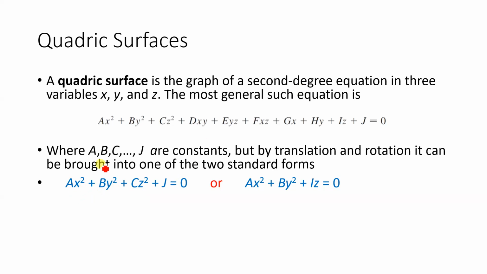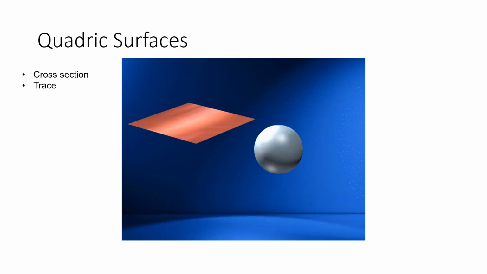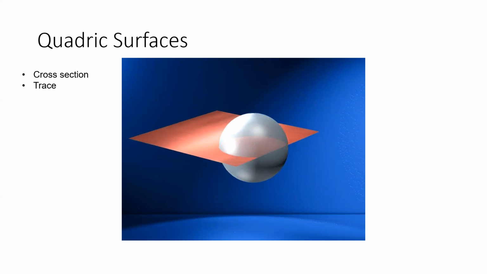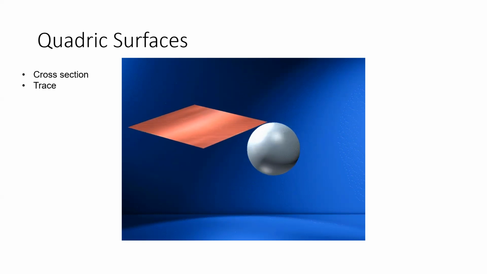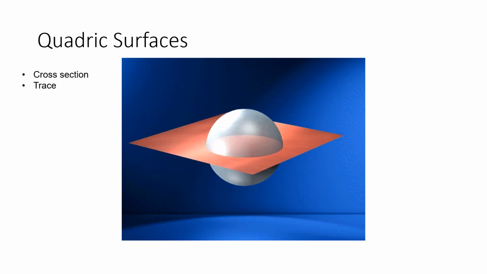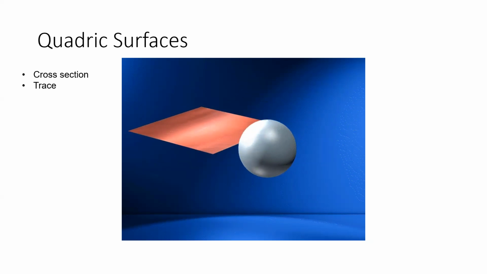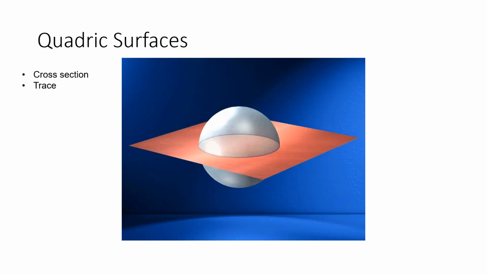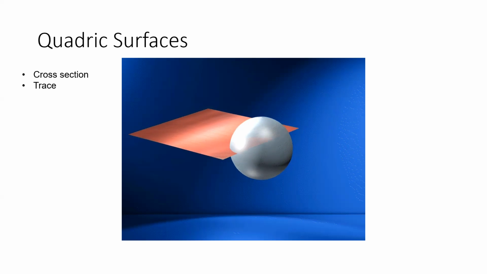So, we'll be discussing the type where all the variables have only square terms, or two variables have square terms and one variable has a linear term. In order to understand such surfaces, cross sections or traces play an important role. A cross section is a shape obtained when we slice the surface with a plane, whereas a trace is a specific type of cross section, and this is the shape obtained when we slice the surface with a coordinate plane or a plane parallel to the coordinate plane.